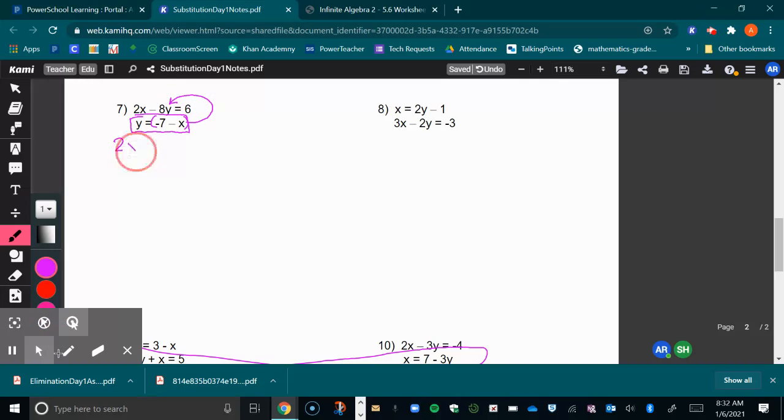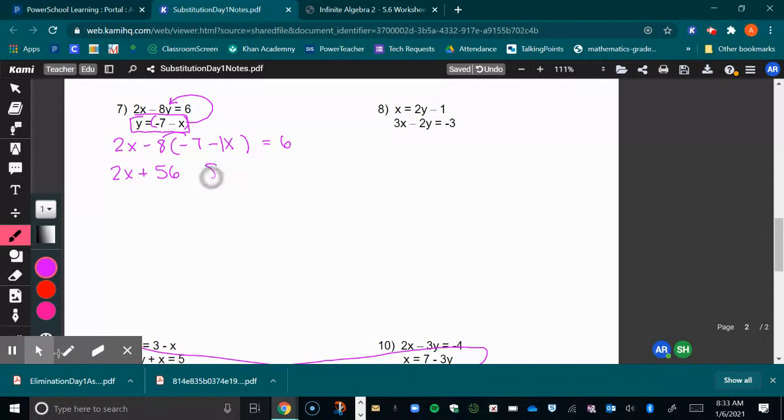So I have 2x minus 8. Instead of y, I'm replacing it with negative 7 minus x. This equals 6. Now I'm going to solve. So I have 2x, and I'm going to distribute. Negative 8 times negative 7, same sign, so it'll be positive. 8 times 7 is 56. Negative 8 times negative, I'm going to put my 1 here, 1x. 8 times 1 is 8x. Same signs because I have a negative 8 and negative 1x, so that'll be a positive 8x equals 6.